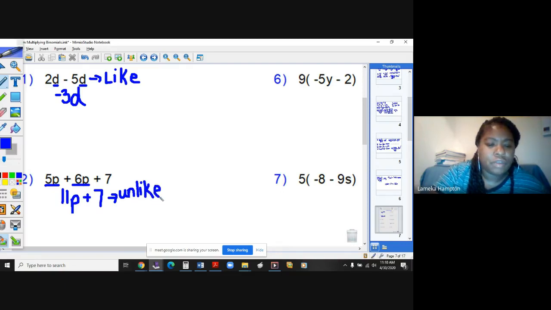Okay. So because this is unlike terms, that's my final answer. I cannot do anything else with those. Okay. So I'm going to go ahead and just go in alphabetical order, numerical order. So we'll come back up at the top, numbers 6 through 10.